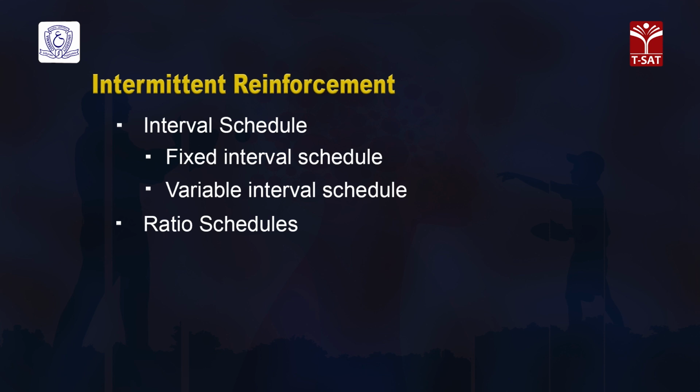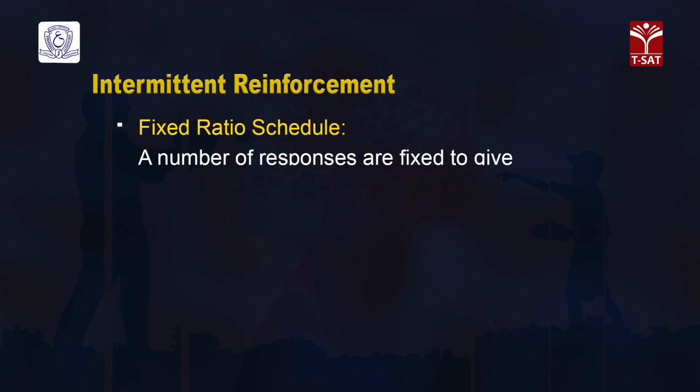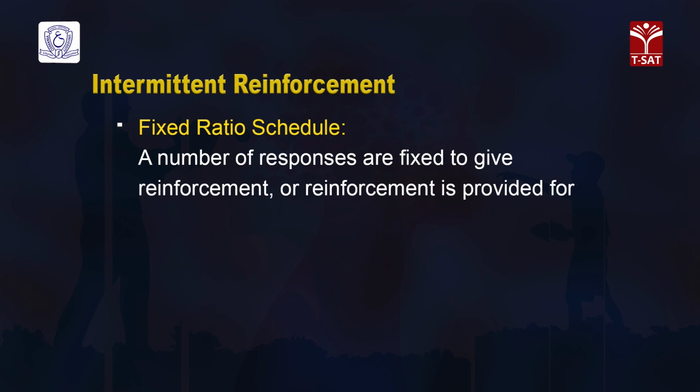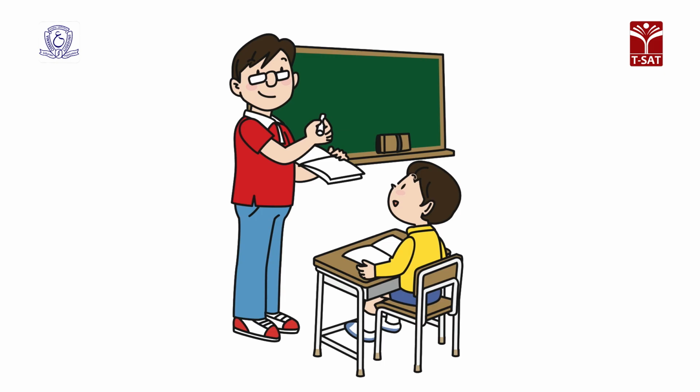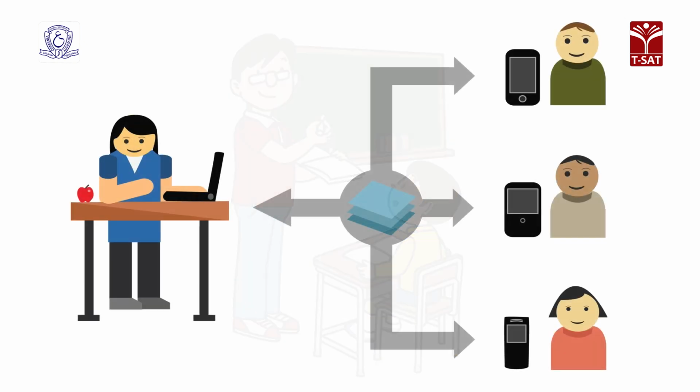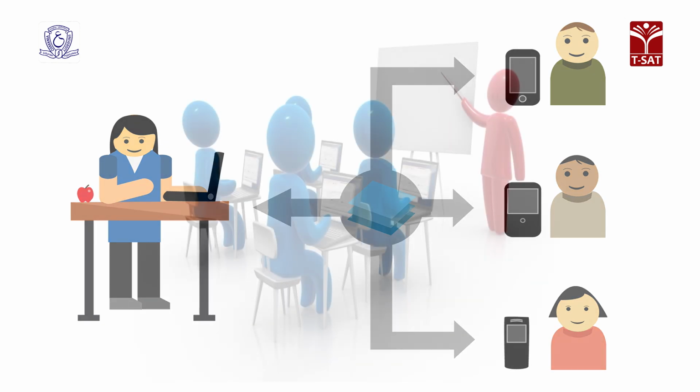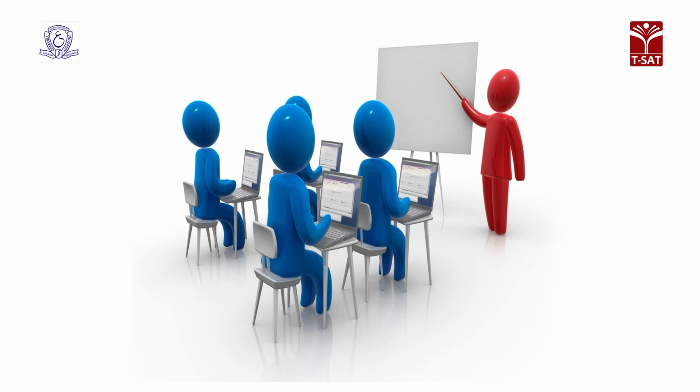The second is the ratio schedules, fixed ratio schedule. In this schedule, a number of responses are fixed to give reinforcement, or reinforcement is provided for the nth response after the preceding one. For example, in a classroom, a child is given a reinforcement, which is a reward or punishment, only after the third or sixth presentation. Here, the number of presentations is fixed to receive the reinforcement.